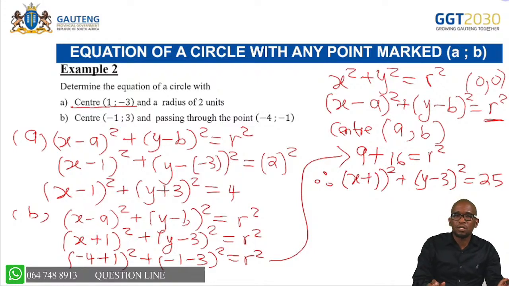You can see also in this case we are given the center as well as the radius in the first question. In the second question, we're given the center as well as an additional point. Now moving on.